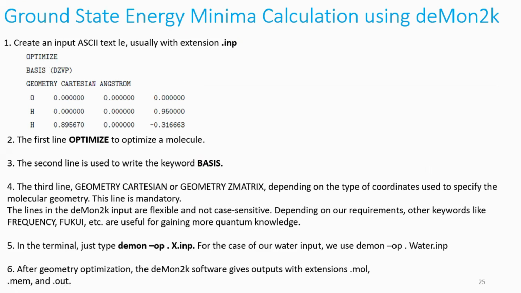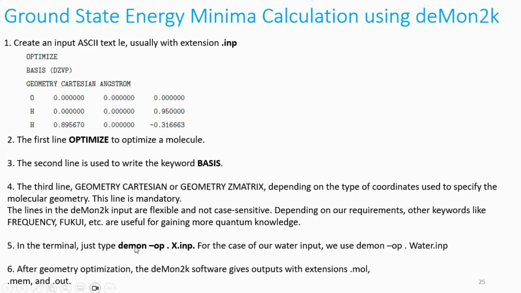The third line mainly describes which kind of coordinates we are selecting. Here we are taking the geometric Cartesian, or if some students are interested, they can also select the Z-matrix coordinates. Now, again, we can give some more parameters. If you want to calculate Fukui, give the term Fukui. If you want to calculate frequency, give the term frequency. If you want to calculate molecular orbitals, just give MOS. Like that, one can read the manual and give different parameters.